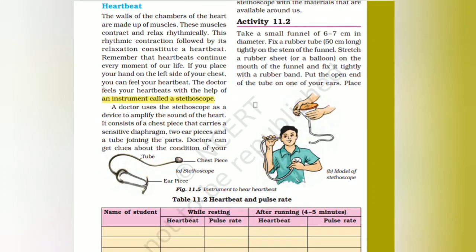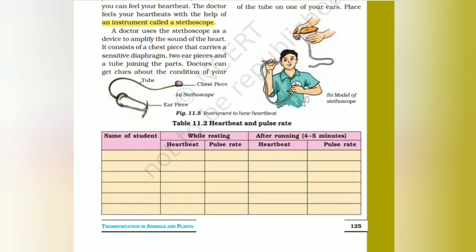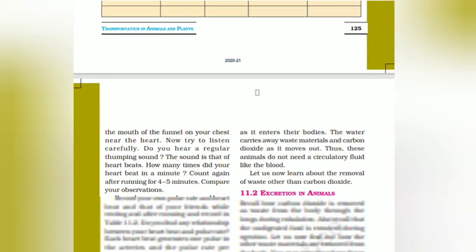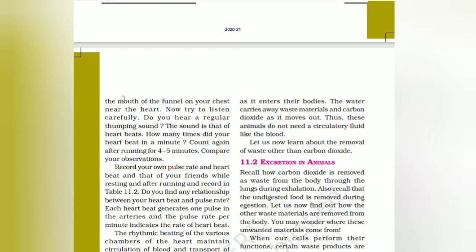A stethoscope can be made. How? Take a small funnel of 6 to 7 centimeters in diameter and fix a rubber tube tightly on the stem of the funnel. Then stretch a rubber sheet on the mouth of the funnel and fix it tightly with a rubber band. Put the open end of the tube on one of your ears. Then place the mouth of the funnel on your chest near the heart. Now try to listen carefully. Do you hear a regular thumping sound? The sound is that of the heartbeat.